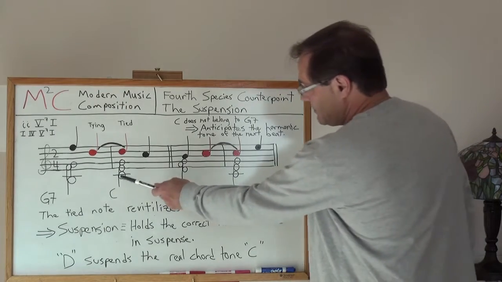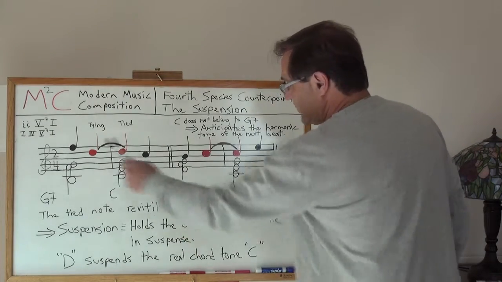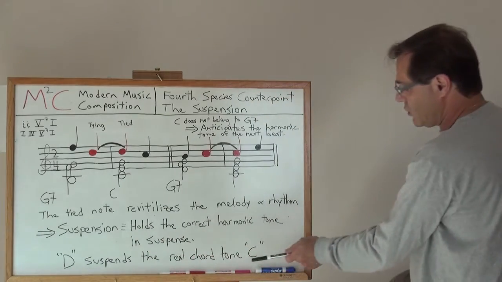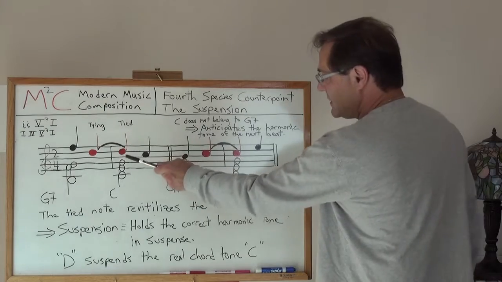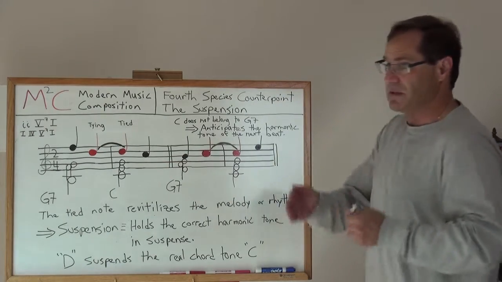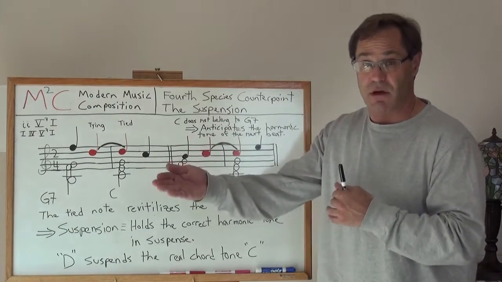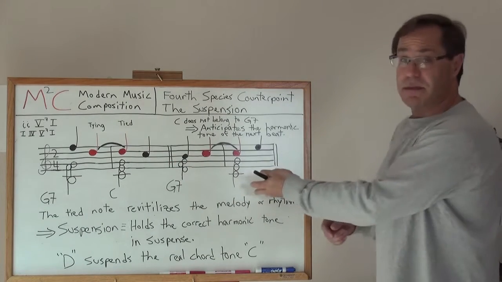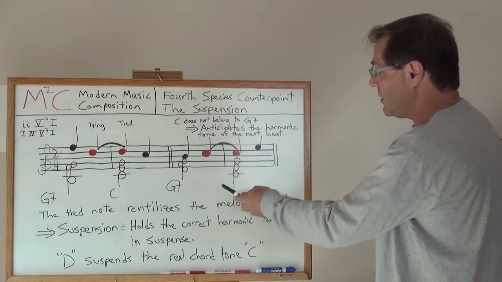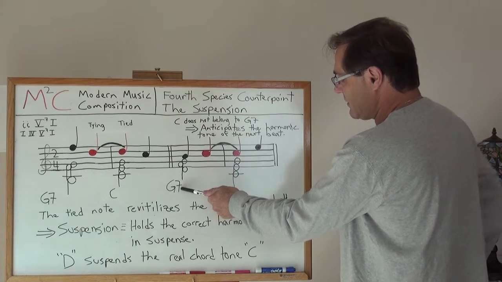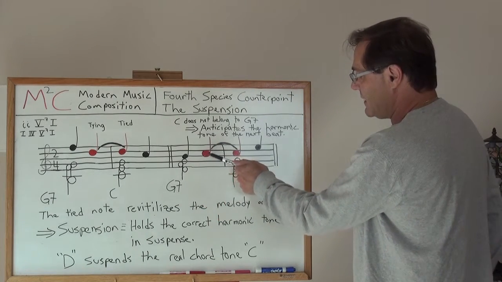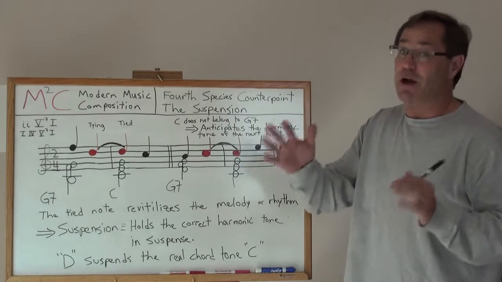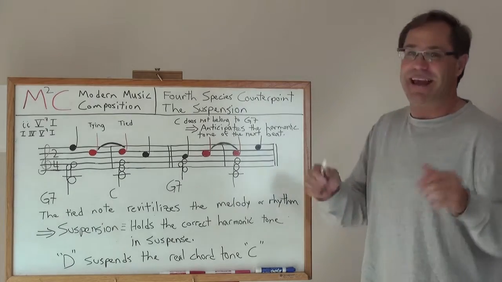Well, just to complete this first example, which is a good example, D suspends the real chord tone C. Okay, that's what D is doing. It's suspending this real chord tone C until it resolves. Okay? Well, you can do the opposite. And here, I've got our G7 chord, but instead of writing a D now, C is our suspended tone. But in this case, it's not called a suspension, it's called an anticipation.